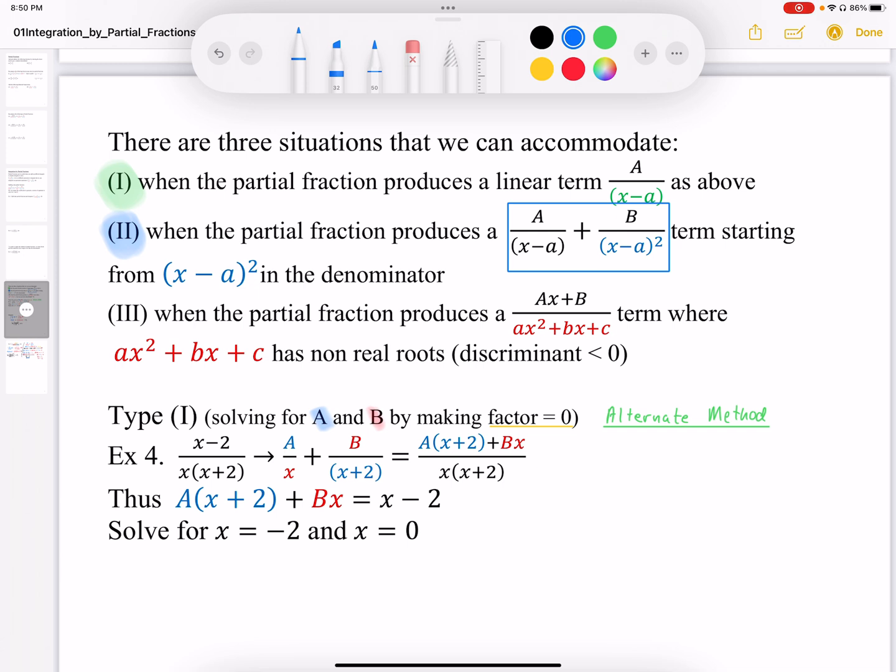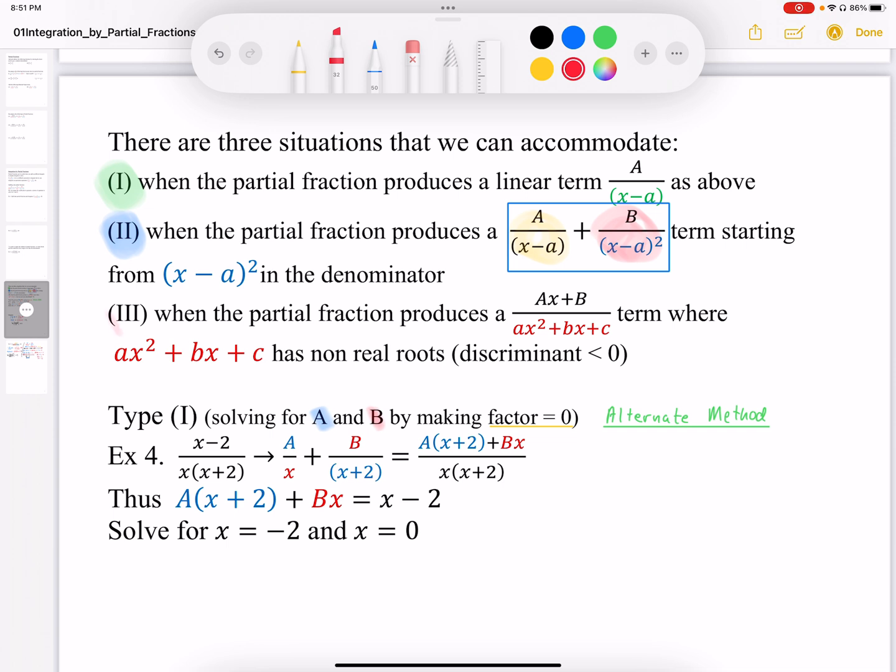And that's going to be different than a linear factor, because with squared factors, once we put it into partial fractions, we're going to be able to use log for this part here. So this will be a log because it's a power 1. For this portion here, we'll be able to use the power rule, since it's not power 1, it's a different power. So that's type 2.